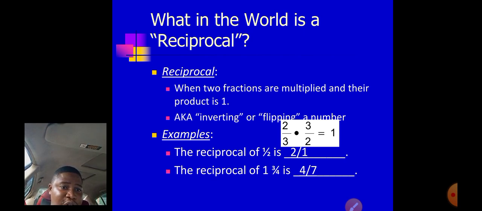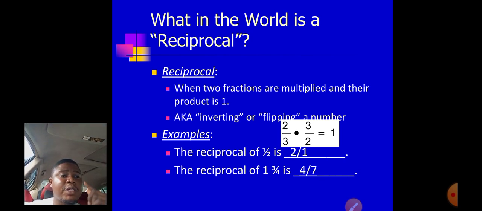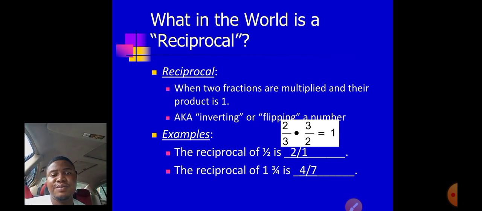The reciprocal of 1 and 3 over 4 will be what? 4 times 1 is 4, don't forget that, plus 3 is 7. So this can be regarded as 7 over 4. So the reciprocal of 7 over 4 is 4 over 7. Meaning that if I multiply 1 and 3 over 4 with 4 over 7, I will get 1.